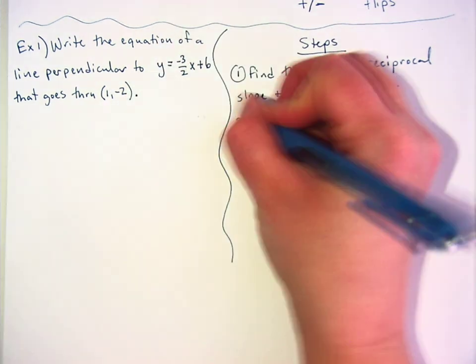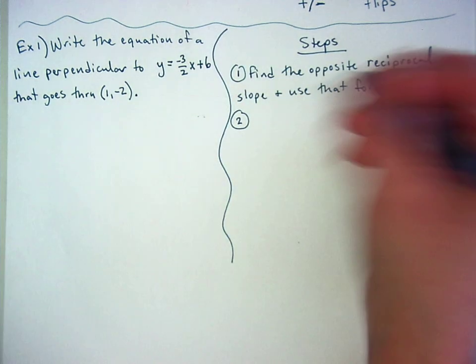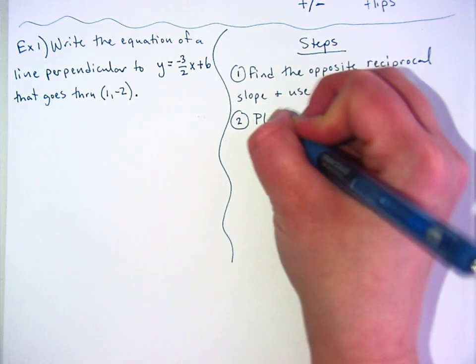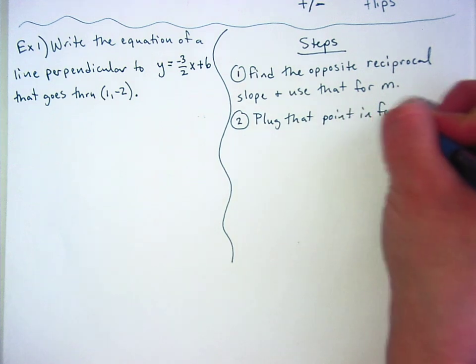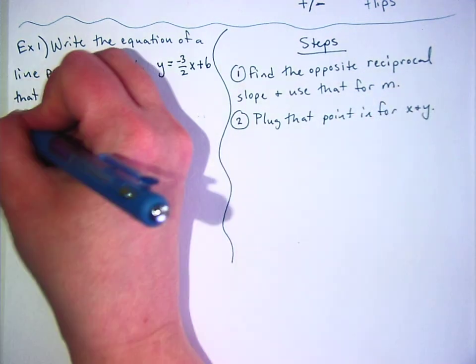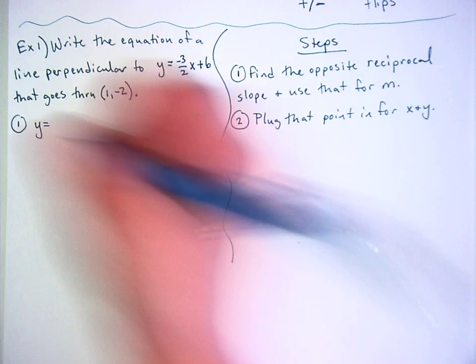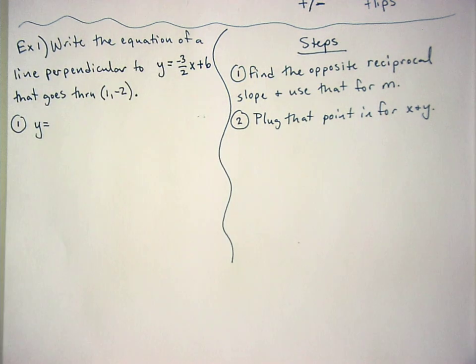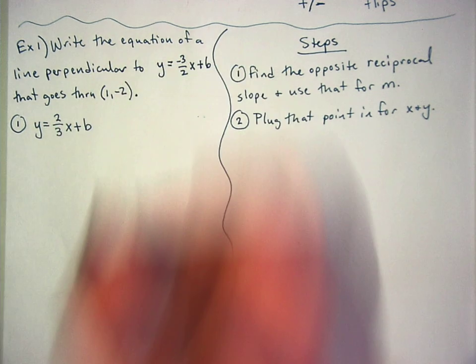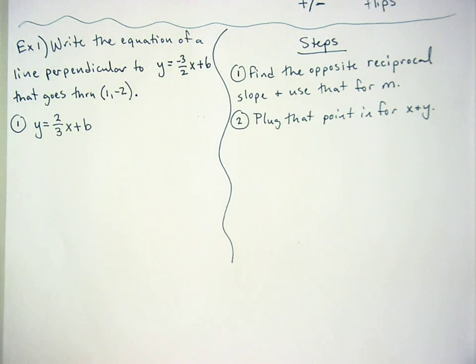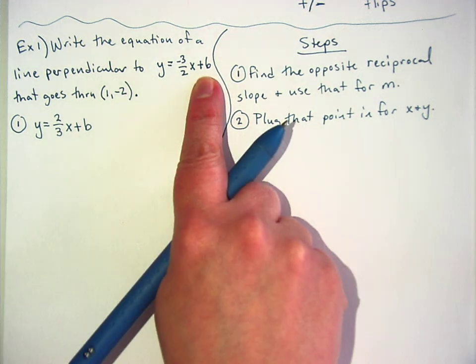Now what should we do? Yep. So plug that point in for x and y. Over here, my step 1 was y equals, what is the opposite reciprocal of negative 3/2? Positive 2/3. So it goes from negative to positive in this case, and it flips. This is just the example that I just did, right? Yeah. So positive 2/3 x plus b. Remember that perpendicular lines do not necessarily have the same y-intercept. So this plus 6, we're not even using that.